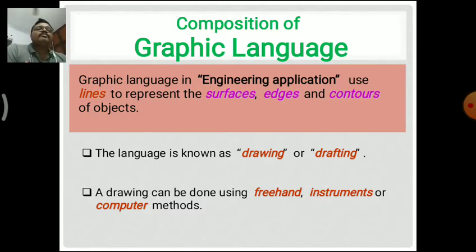This drawing can be done using freehand, instruments or computer methods. Different methods are used to make a drawing. Earlier we saw that engineering drawing is also known as engineering graphics, depending upon the university and the syllabus. The title of the subject can change, to engineering graphics or engineering drawing.